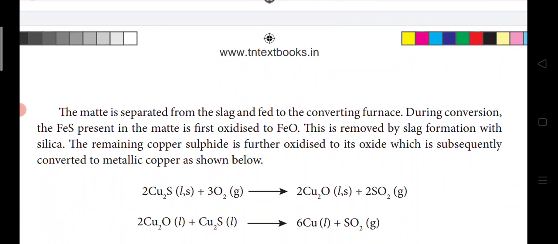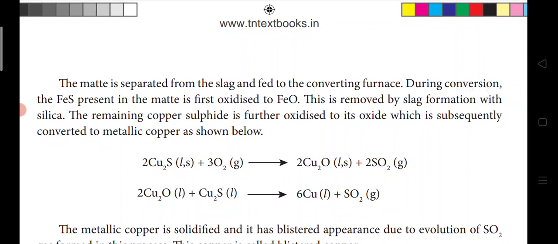So the matte is separated from the slag and fed into a converting furnace. அந்த matte மட்டும் எடுத்து நம்ம என்ன பண்ணுறோம், ஸ்லாக்லேருந்து பிரித்து converting furnace-குள்ளே கொடுக்கும் பொழுது FeS, which is present in matte, will get oxidized to FeO. So this is removed by slag formation with the silica. So இது எப்படி நம்ம slag formationலேருந்து சிலிக்காவை இதை remove பண்ணிடுறோம். The remaining copper sulfide is further oxidized to its oxide, which is subsequently converted to metallic copper. So இது நம்ம மெட்டலாக கன்வெர்ட் பண்ணிடலாம்.